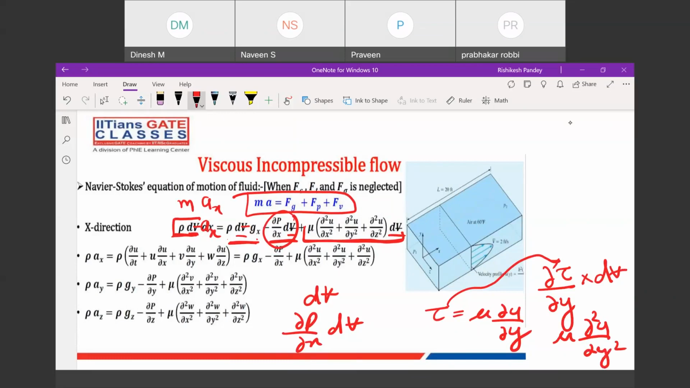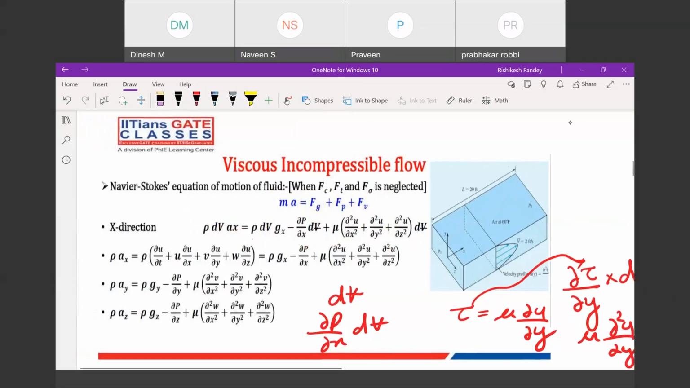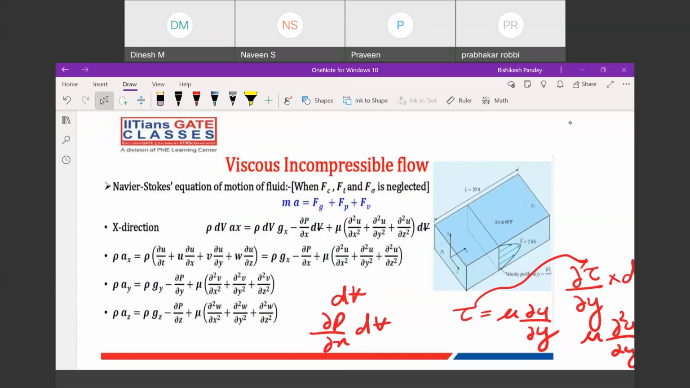So you see ∂²u/∂y², one of the terms, you can see μ ∂²u/∂y². So in three dimensions, all three terms will come. I'm just giving you an explanation for one of the terms here. Okay. So this is how we are getting our Navier-Stokes equation in x direction.